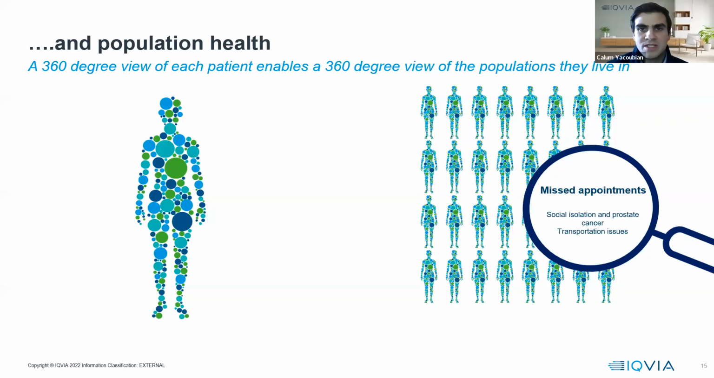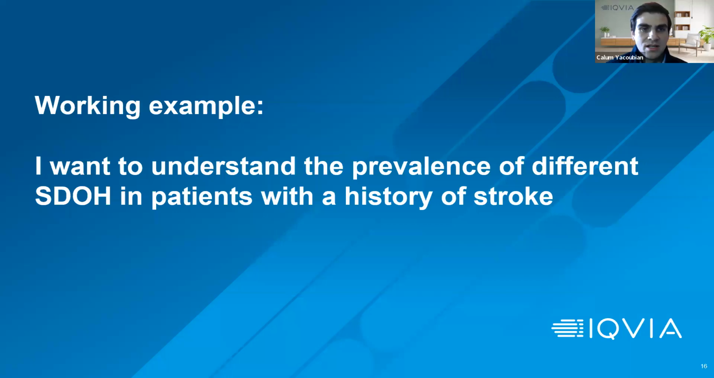So I wanted to take a few minutes, hypothetically walking through our approach to an NLP challenge, where we want to identify cohorts of patients, or patients with particular characteristics, that we know are poorly captured within the structured data. So I'm going to take an example: you want to understand the prevalence of different social determinants of health in patients with a history of stroke. And you want to drive this project.